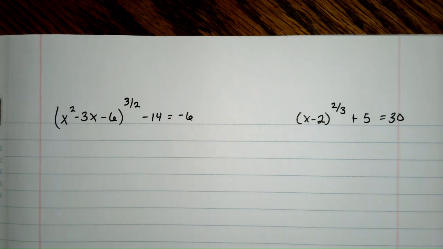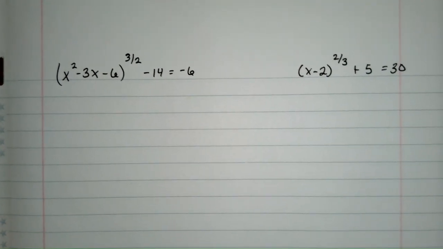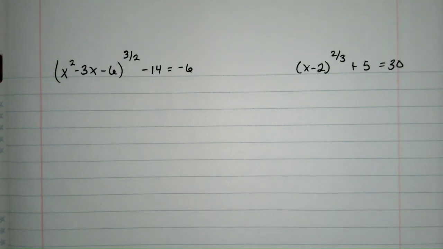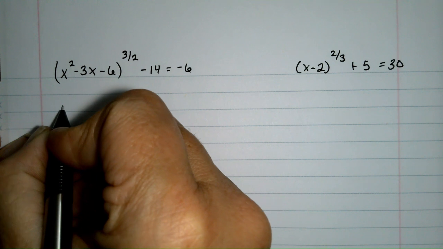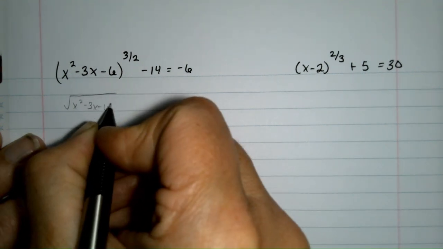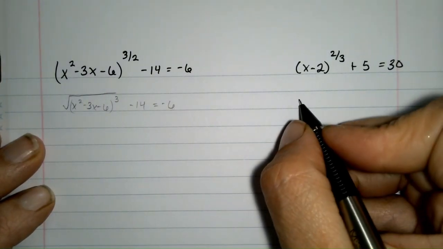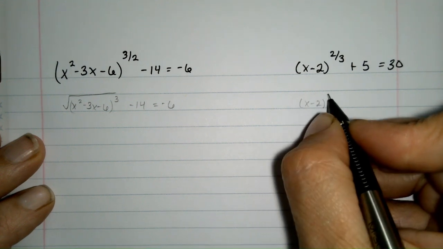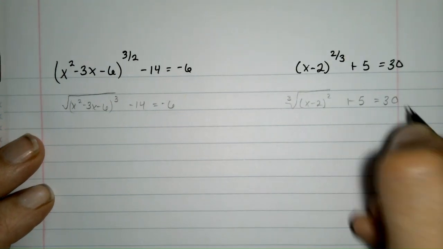Here we see 2 different equations, one with a 3/2 power and one with a 2/3 power. And you might say, hey, these do not have radicals in them. You're right, they don't actually have the radicals written, but this is really the square root of x squared minus 3x minus 6 to the 3rd power minus 14 equals -6. And this one's really x minus 2 squared cube root plus 5 equals 30.